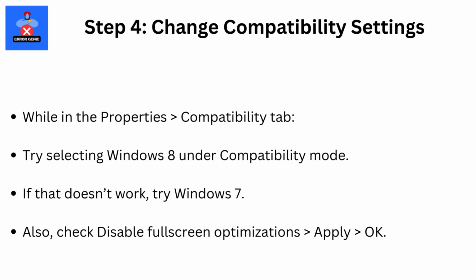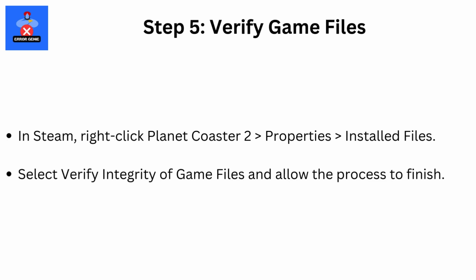Step 4. Change compatibility settings. While in the Properties, go to the Compatibility tab. Try selecting Windows 8 under Compatibility mode. If that doesn't work, try Windows 7. Also, check Disable Full Screen Optimizations, then Apply, then OK.